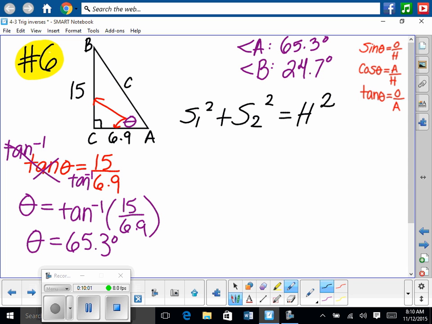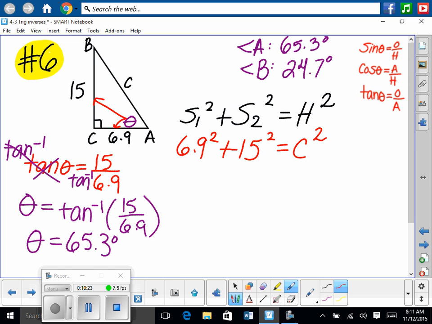Put it in the correct spot. Don't make that error of not putting it in the correct spot. Side 1 and side 2 don't matter, but the hypotenuse has to go on the right side of our equation. So we're going to be doing 6.9 squared, which I chose to be side 1, but it doesn't matter. You could have done 15. Then plus 15 squared is equal to our hypotenuse, which is c squared.